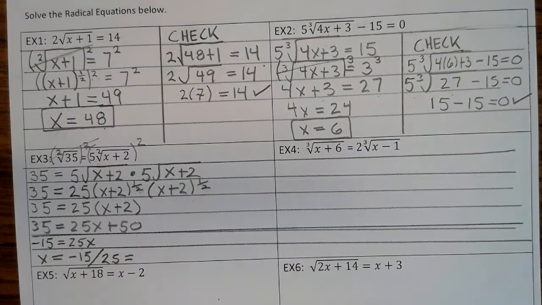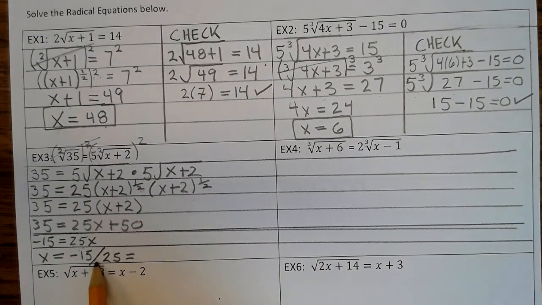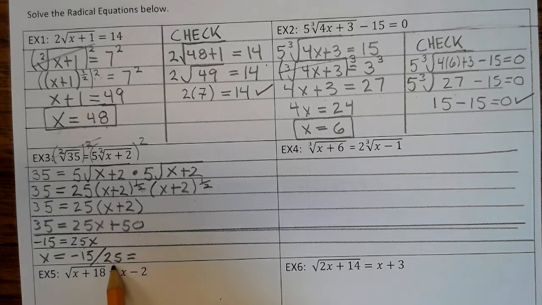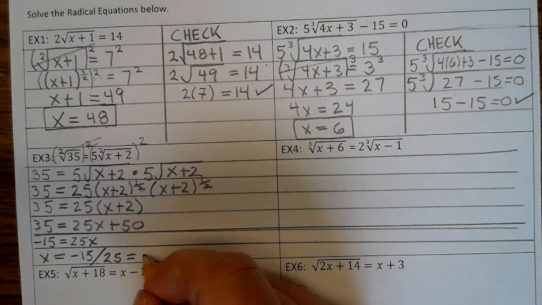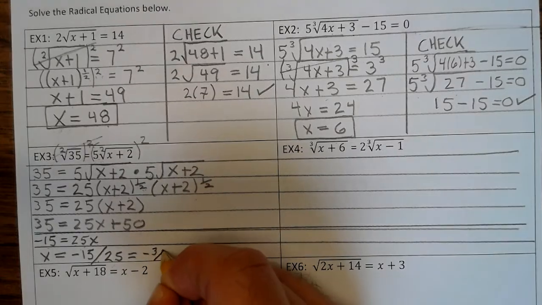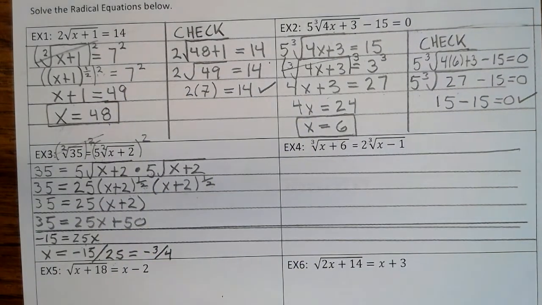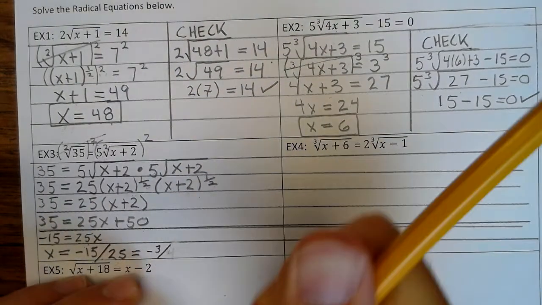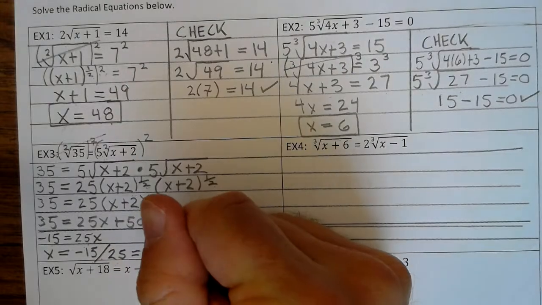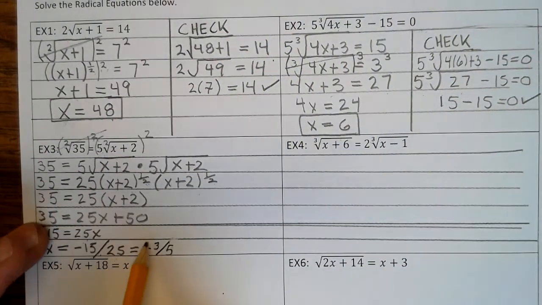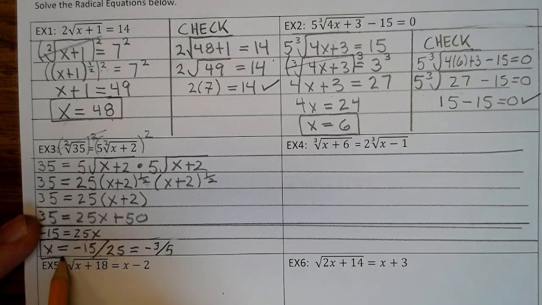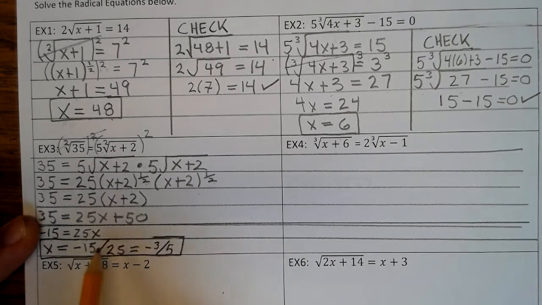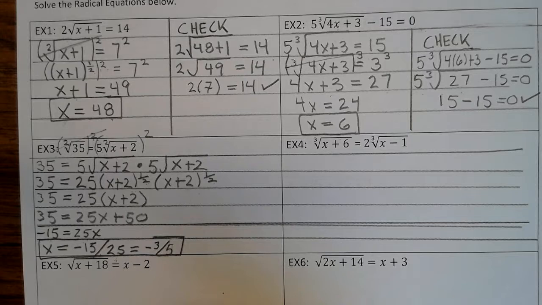And I put the x on the left because we need to reduce this. It's easier to reduce when you're moving right. So these are both divisible by 5. So 5 goes in negative 15 3 times and 25 4 times. So this reduces to be negative 3/4. Oh, negative 3/5. Almost made a mistake because 5 times 5 is 25. Either way, negative 15 divided by 25 reduces to be negative 3/5.